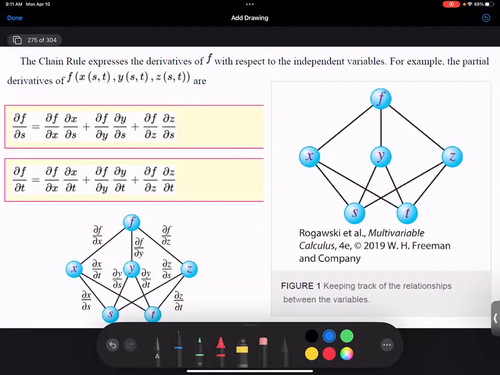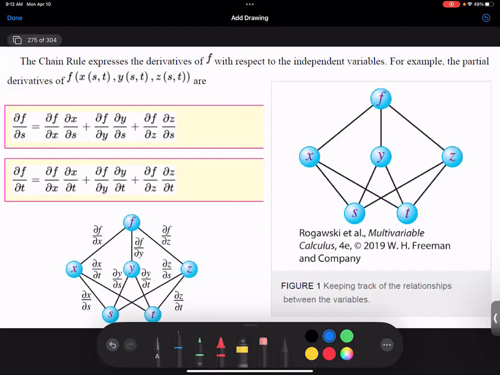So for problems like this, there's typically two ways to do things. One is to substitute for x, y, and z as functions of s and t, put that into f, and then just differentiate directly with respect to s and t. The other is to use these formulas and say, well, if I can calculate the derivative of f with respect to x and the derivative of x with respect to t, that gives me that first piece, and then I just do this for the other two. The two approaches should give you the same answer. On an exam, I might ask you to do it both ways.